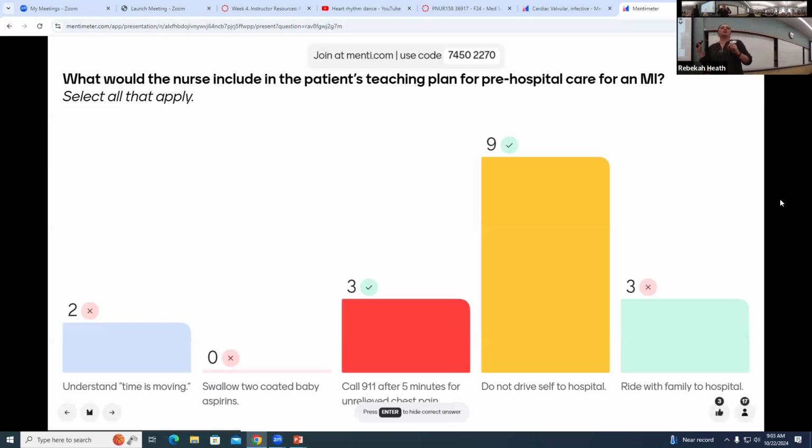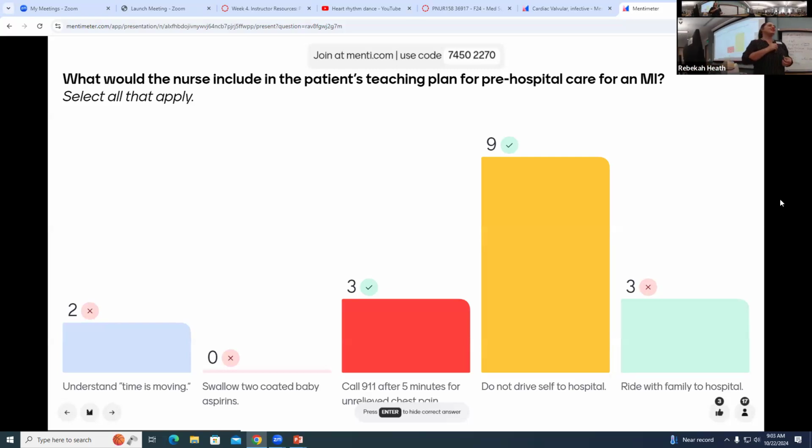There's so much with the time. I know we talk a lot about time with strokes in our brain, like time loss is brain loss, but I want us to also think about time as muscle as well. The longer we wait to treat a heart attack, the more muscle that's getting damaged. Okay, moving back, call 911 after 5 minutes of unrelieved chest pain?